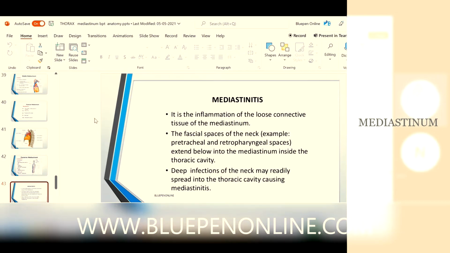Next about mediastinitis. From the word itself, you know, it is an inflammation. For example, fascial spaces of the neck, like the pretracheal space and retropharyngeal space, all extend below into the mediastinum inside the thoracic cavity. So with deep infections, what will happen? It will spread into the cavity, causing mediastinitis.